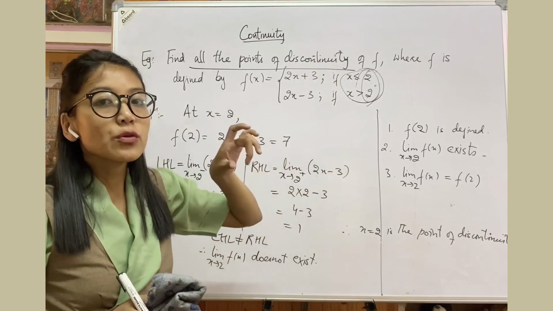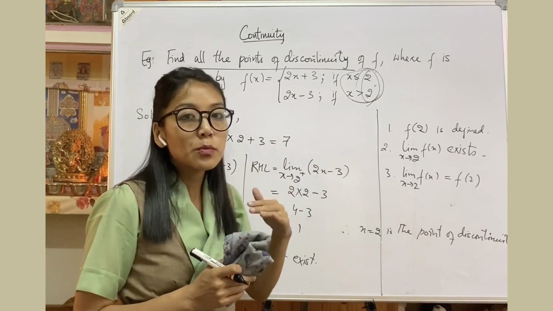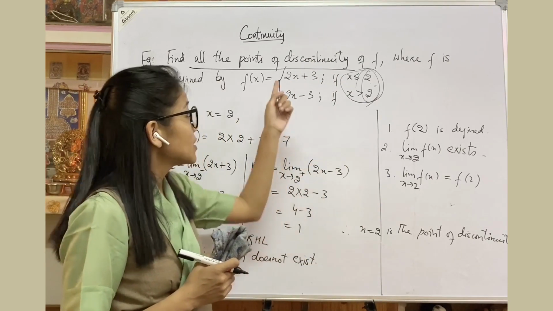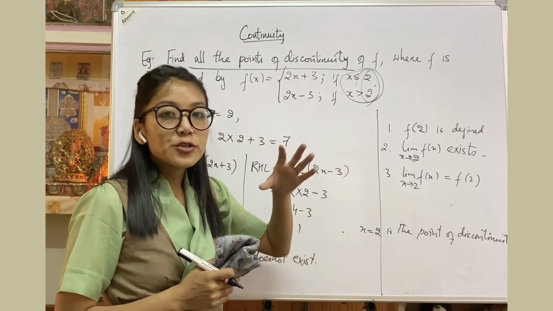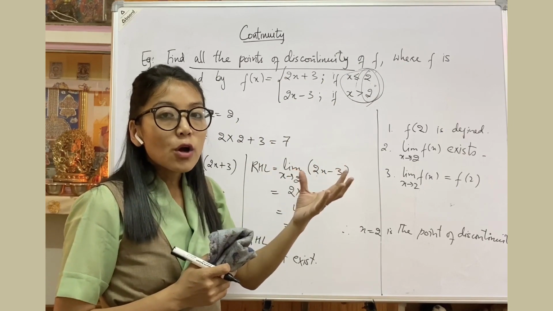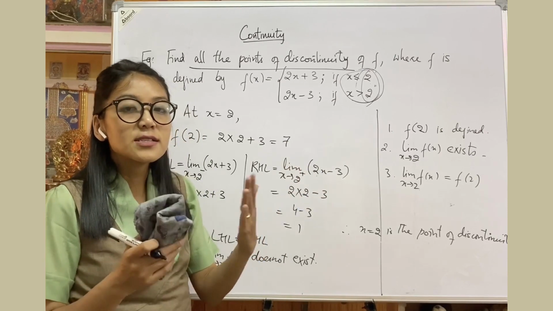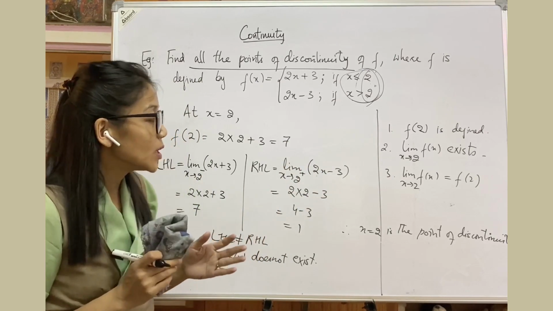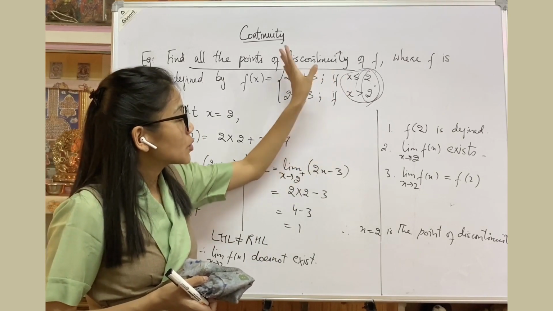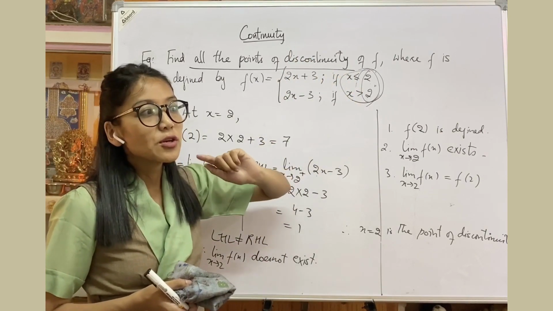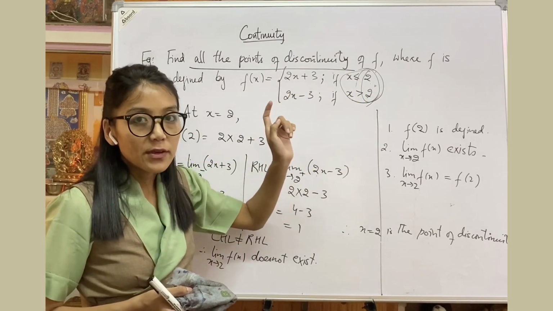Even if the question asks to find all the points of discontinuity, don't think that you will get more than one point of discontinuity. Wherever the function is changing its behavior, only at that point the function may or may not be continuous. So you have to check the continuity only at that point, even though it asks to find all the points of discontinuity. This is just to confuse you. Whatever the question is, you will check the continuity of the function only at the point at which the function is changing its behavior. So remember that.